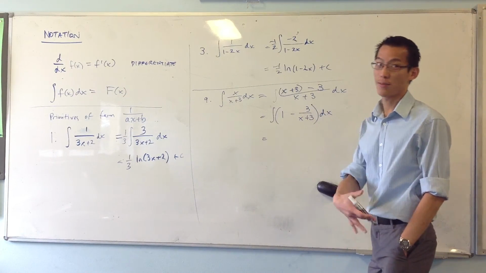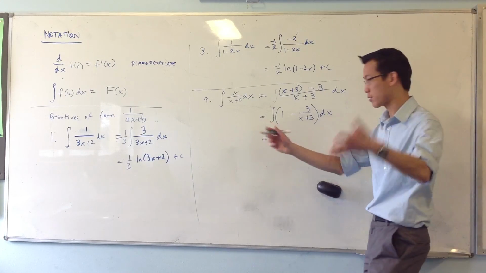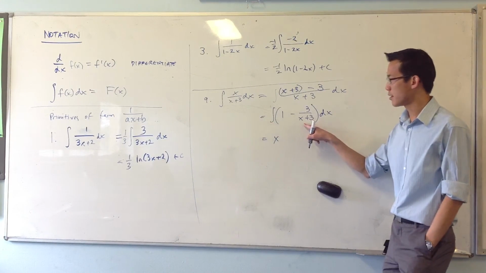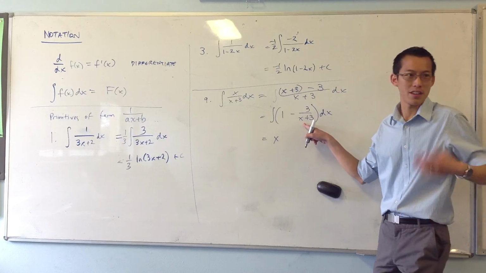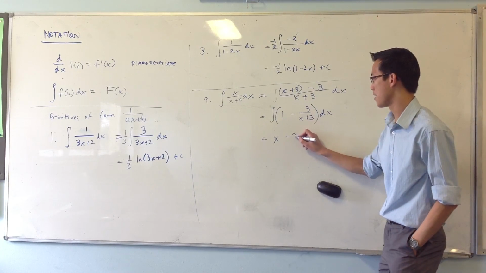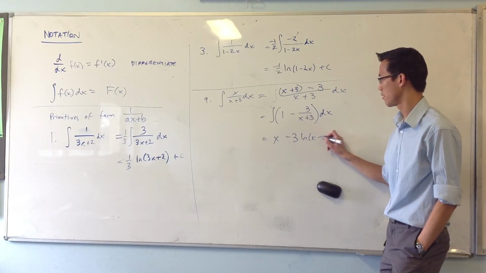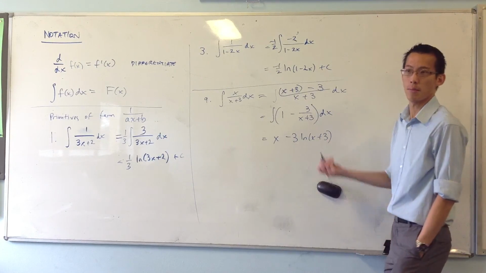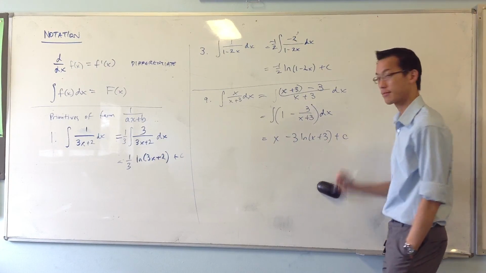The 1 you anti-differentiate and it becomes x. And this is, well, it's just 3 times bigger than we'd expect it to be, right? We said we expected a 1 on the front. So this is going to be minus 3 log x plus 3, plus my constant. Okay?